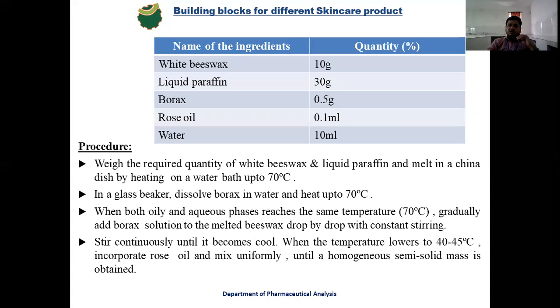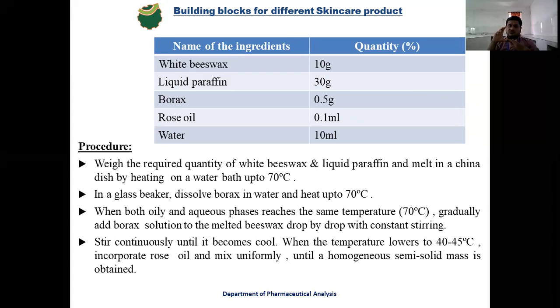So this is the formula of a cold cream. You can see that there is white beeswax, liquid paraffin, borax, rose oil used as perfume, and water. You can add a preservative also, no problem. Here, first you have to select the aqueous phase and the oily phase. The oily phase has beeswax and liquid paraffin, and the aqueous phase has water and borax.